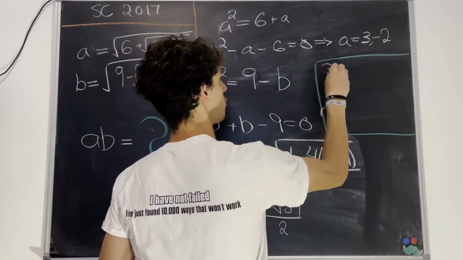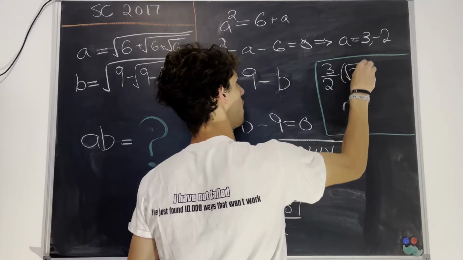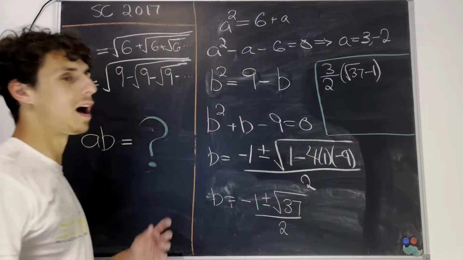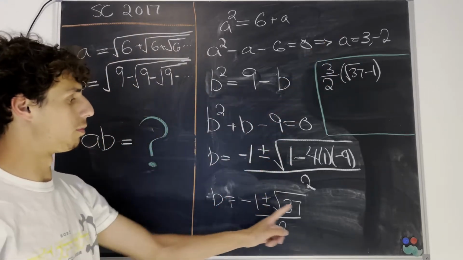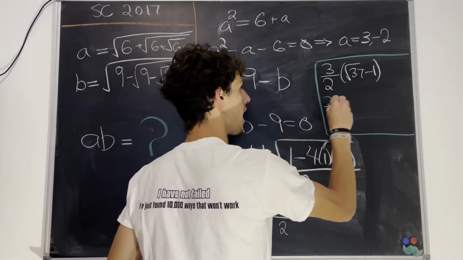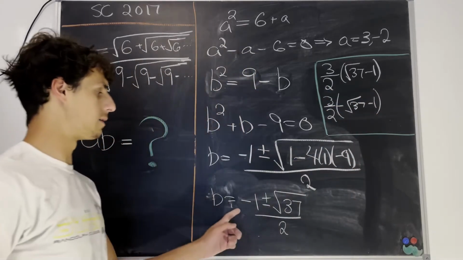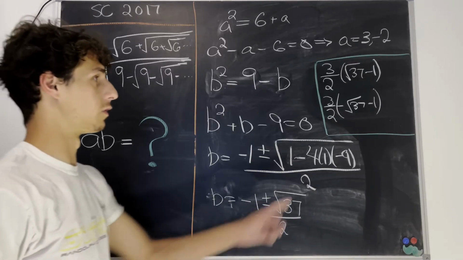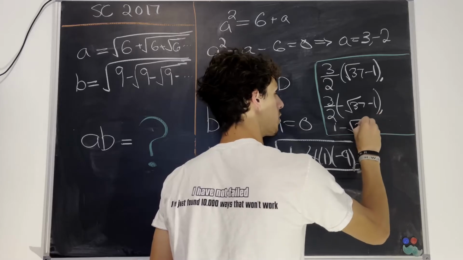That'll give us 3 times the square root of 37 minus 1 over 2. That's the positive solutions from both multiplied together. That's 3 times negative 1 plus the square root of 37 over 2. We also have 3 times negative 1 minus the square root of 37 over 2. That's 3 times negative the square root of 37 minus 1 over 2. We also have 1 minus the square root of 37.